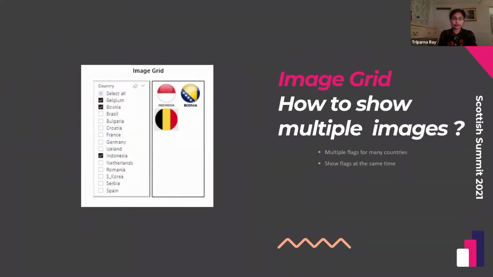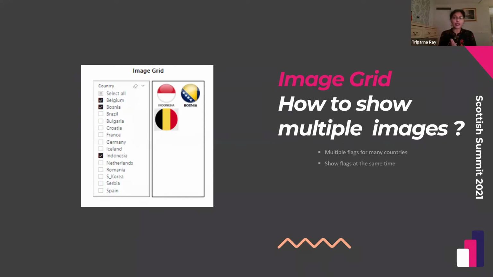Image grid. Image grid is something that is really useful. For example, we have a scenario where we have a dashboard again for multiple countries, and for multiple countries, we will have this flag for the multiple countries to be shown.